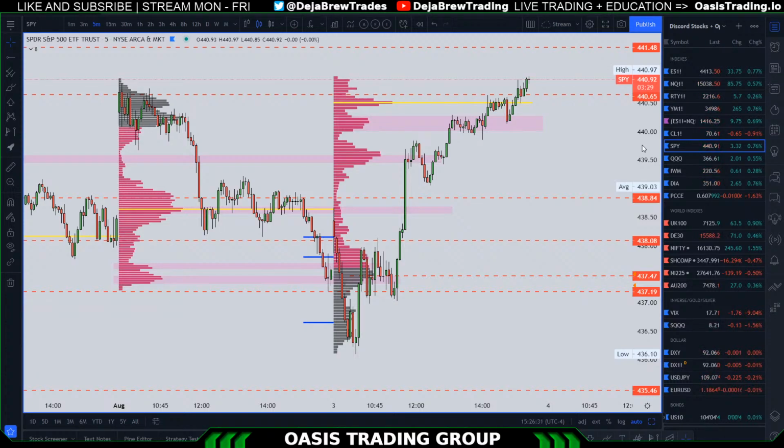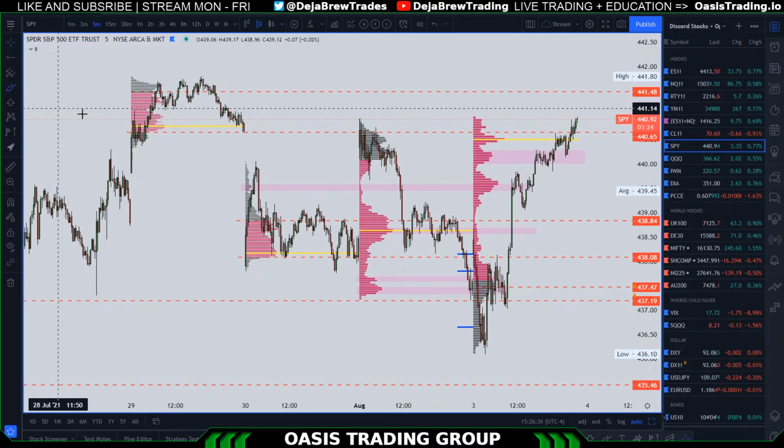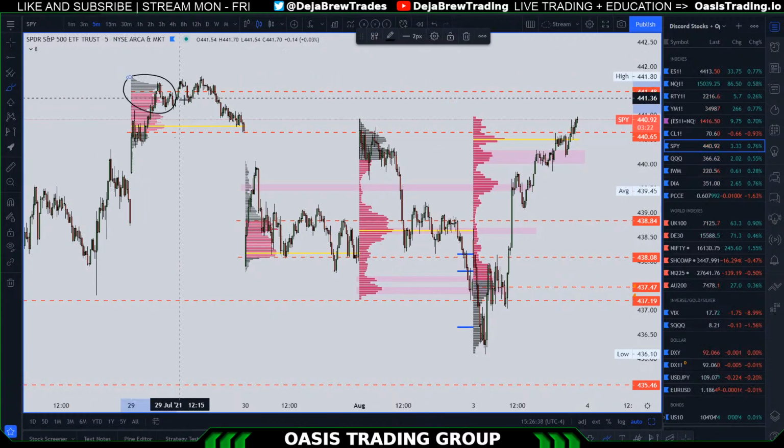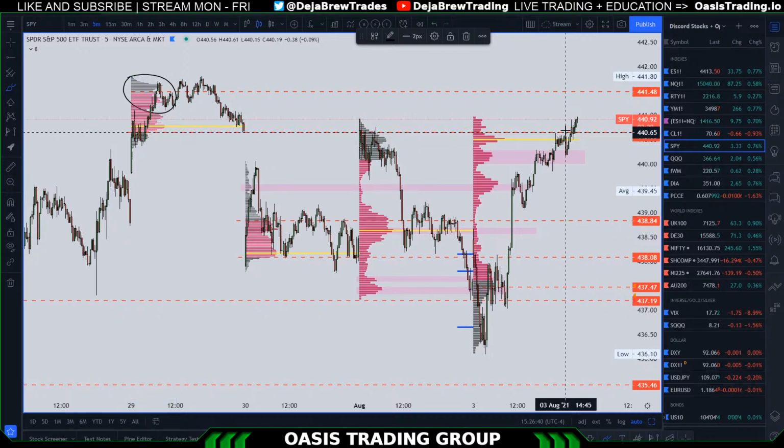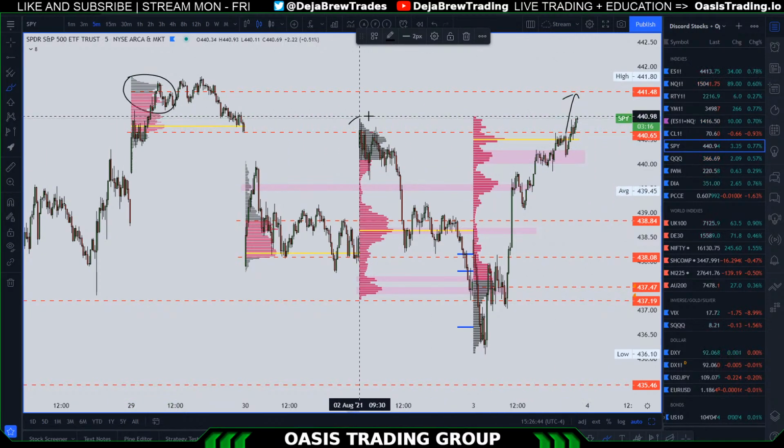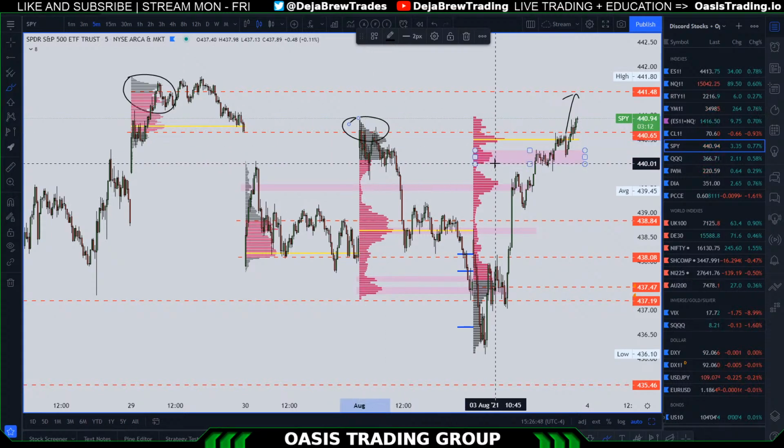The top target on SPY you have is 441.48. That is the value area high of the 29th. So the 80% trade would be from here to here. This was the 80% trade that did not get an entry on yesterday's price action.